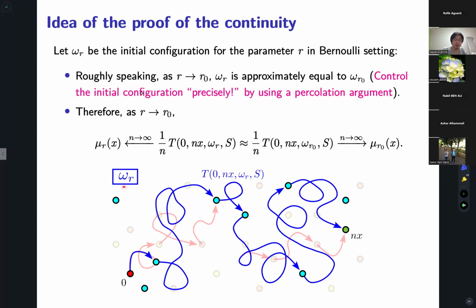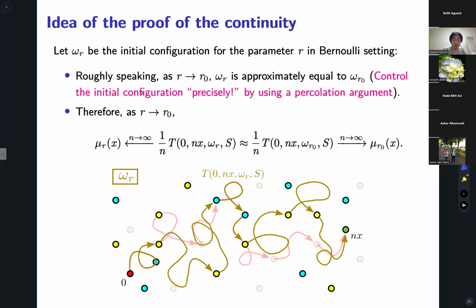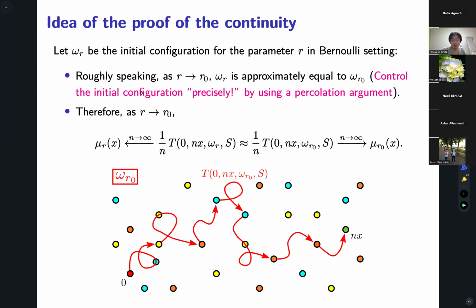But omega r0 is... when R is very close to R0, the number of frogs we can use to achieve the fast passage time is getting larger and larger. So if R converges to R0 from below, then finally we can use the same initial configuration to achieve the first passage time. Okay, and after that we can get the continuity of the time constant in parameter R. So this is a rough idea of the continuity of the time constant in parameter R.